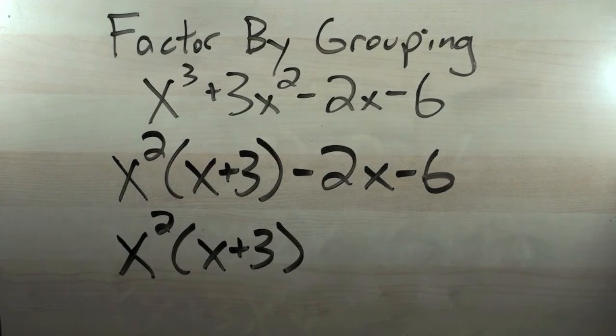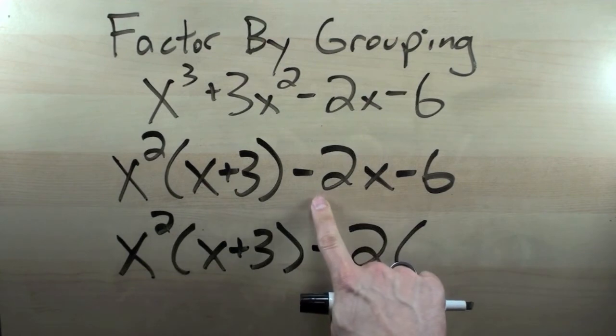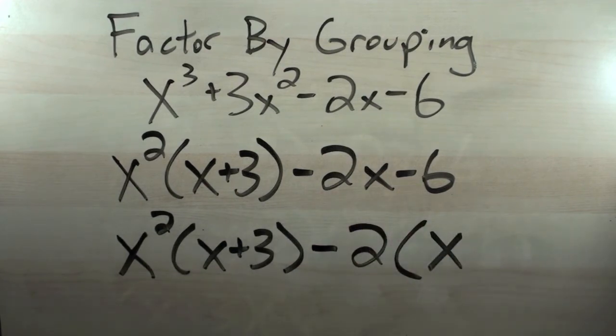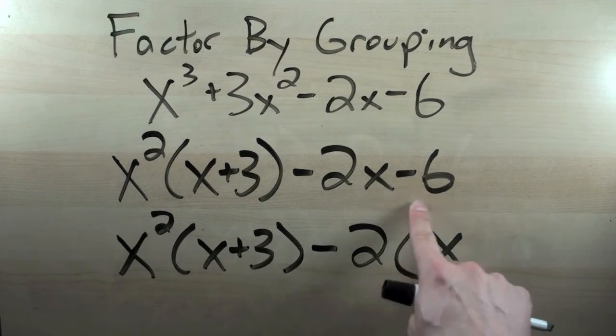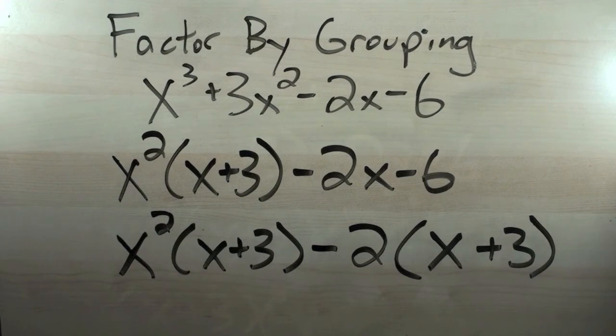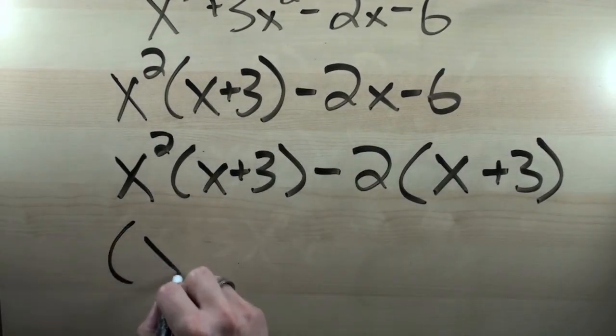then we can get our factors to match up. So factoring out a -2, well, when we factor a -2 out of -2x, we're left with an x. And when we factor a -2 out of -6, we're left with a +3. And now we have the two matching factors in our terms. So now we can factor out the x plus 3 just like before.